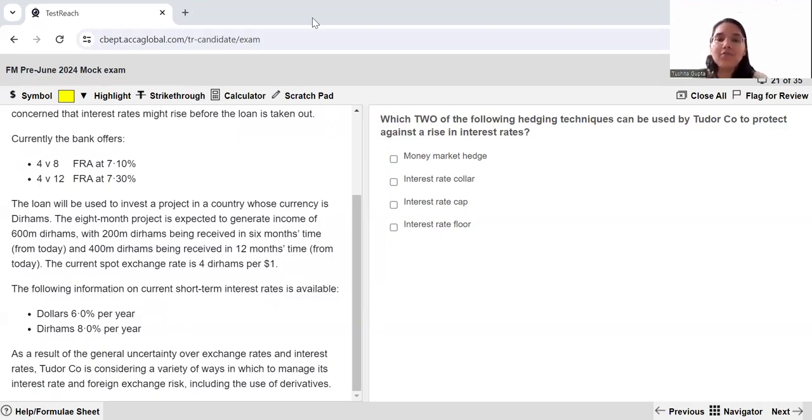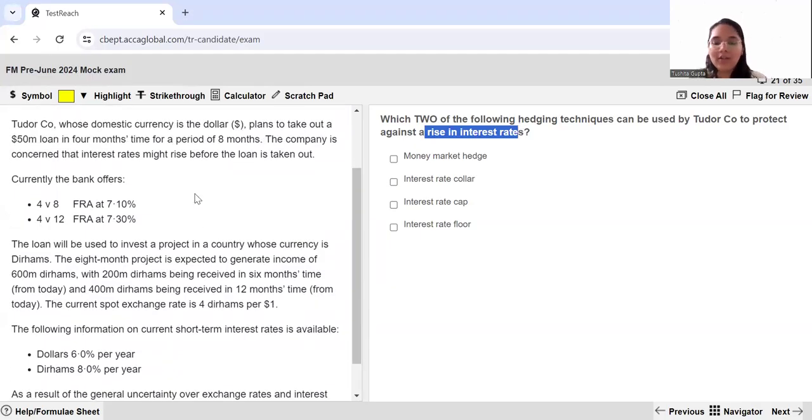So the very first question that we have with respect to this one is: which two of the following hedging techniques can be used by Tudor Company to protect against a rise in interest rates? Because they want to borrow money, they want protection against a rise in interest rates. So number one, money market hedge is not going to help them. Money market hedge is used for foreign exchange risk. This is interest rate risk. Hence, this option gets eliminated.